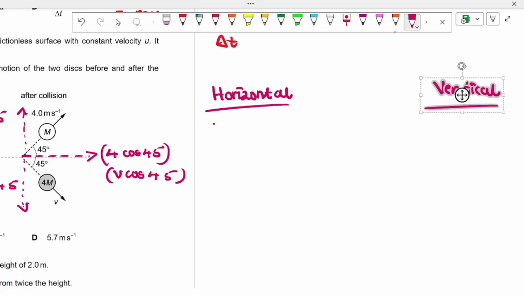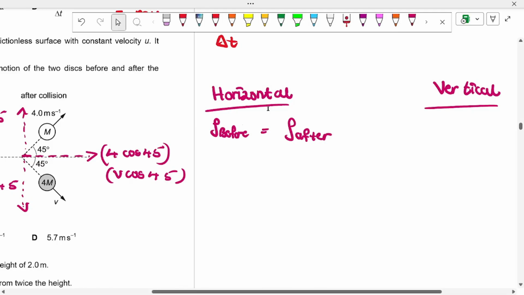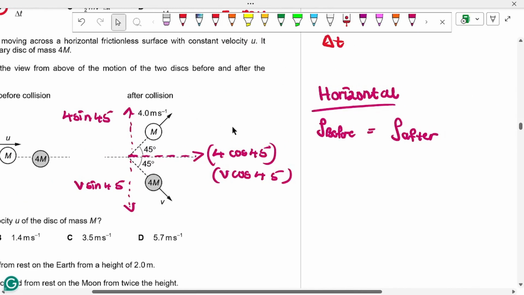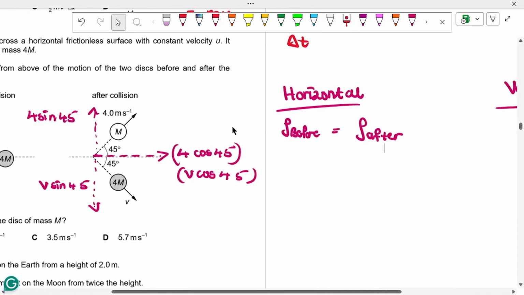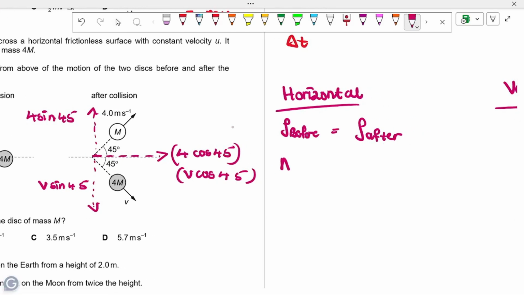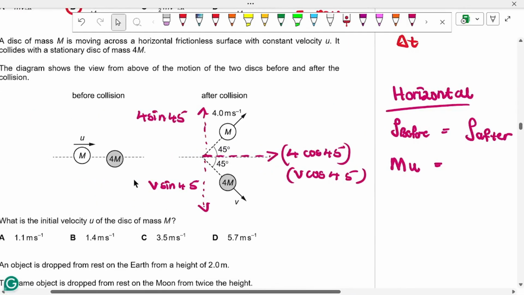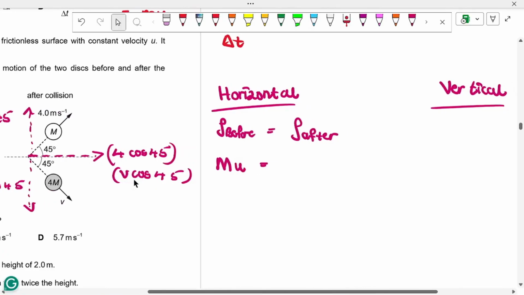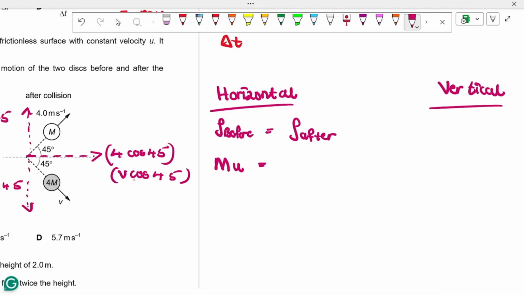Okay, so if I want to conserve momentum in the horizontal, I'm just saying momentum before should be equal to momentum after my collision. So before collision, I had a mass m and a velocity u. Combine that, you have mu. The velocity of 4m is 0, so the total momentum will be 0. After collision, I had the same mass m, but the velocity was 4 cos 45 and moving in the positive direction, so in this forward direction.